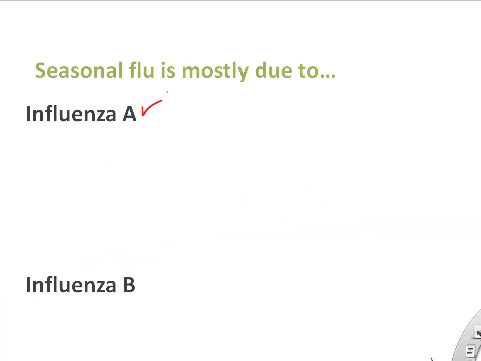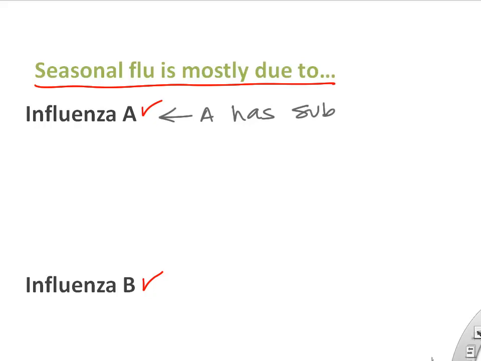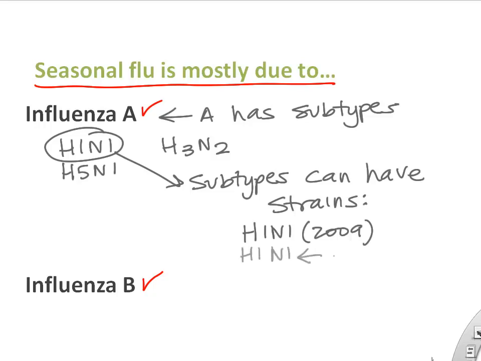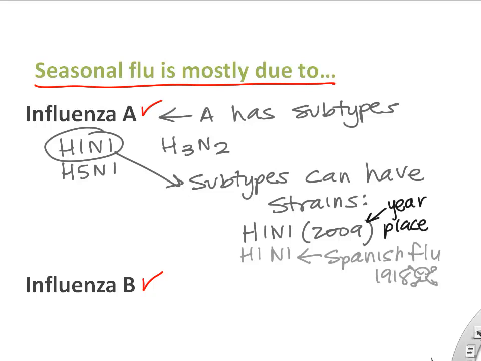So some basics for the flu virus, an influenza virus. We basically have subtypes of Influenza A. You might have heard of them, H1N1 or H5N1. These subtypes can then be further broken down into strains. So for example, H1N1 from 2009 might have been different from the H1N1 from the Spanish flu, which struck the world in 1918 and caused the death of, I think, millions of people. So these subtypes or these strains are usually named based on their year and a place.